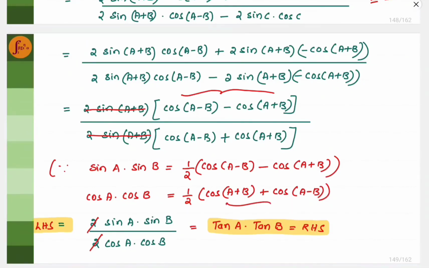What is the sum of this? It's nothing but cos A into cos B. We'll shift 2 here, it will become 2 cos A cos B. Right? 2 and 2 will get cancelled. Sin A by cos A is tan A, sin B by cos B is tan B. So we have the RHS.